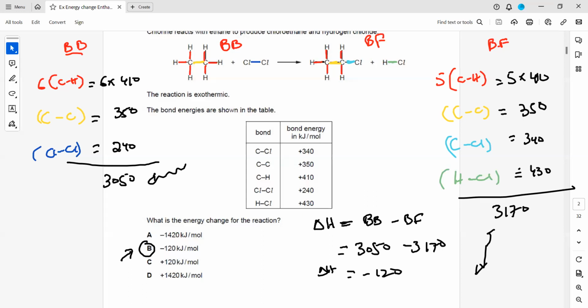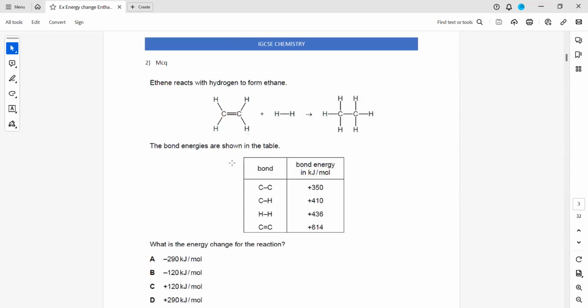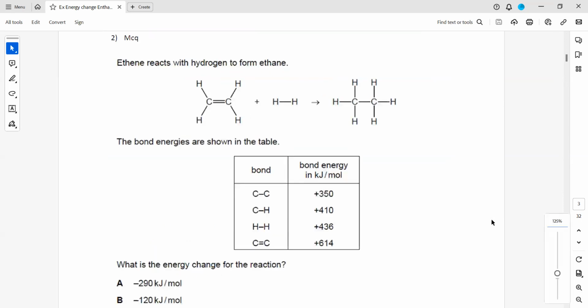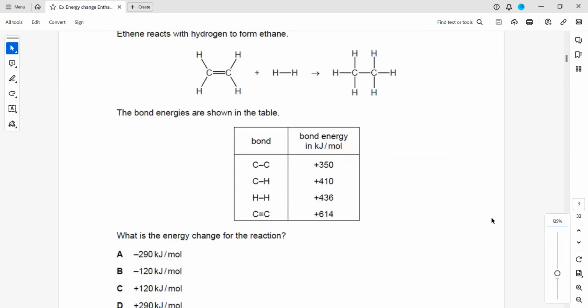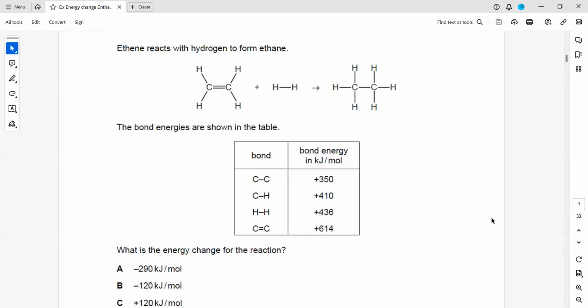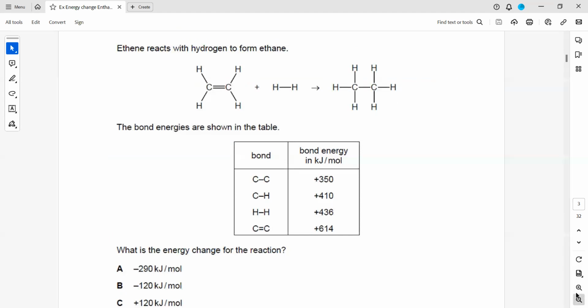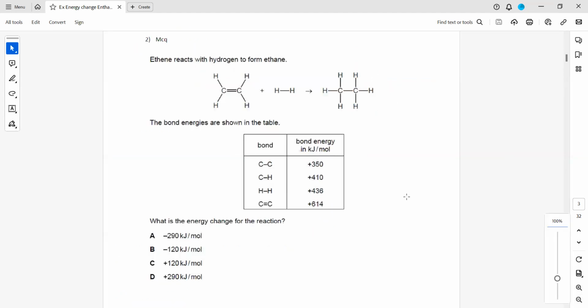In this exercise, 18 MCQs are there. We'll do 7 or 8 MCQs and then we'll move to structured questions, because some questions you have to solve. A similar question is there: ethene reacts with hydrogen to form ethane and the bond energies are shown. What is the energy change for this reaction? In this case, they did not mention whether this reaction is exothermic or endothermic, so all possible answers are there.